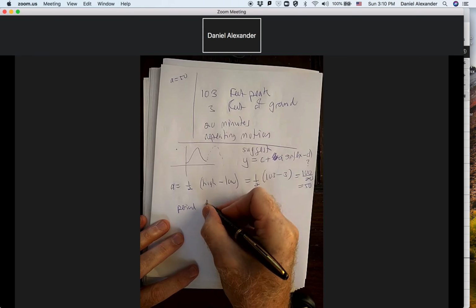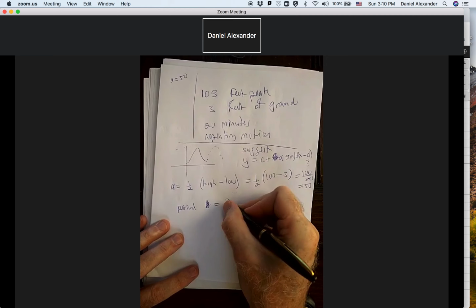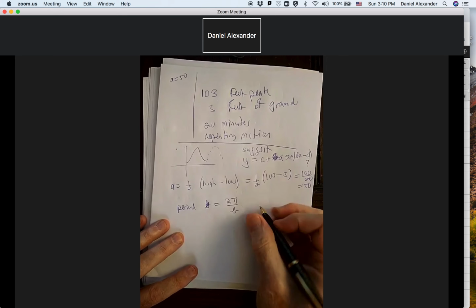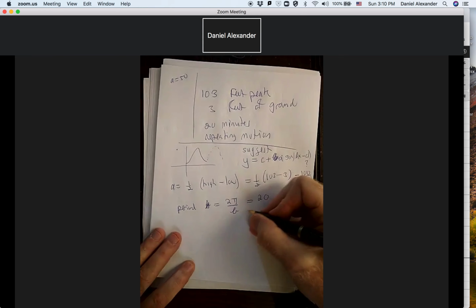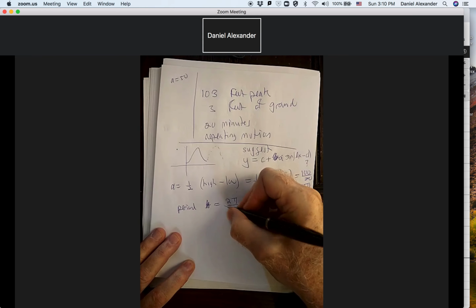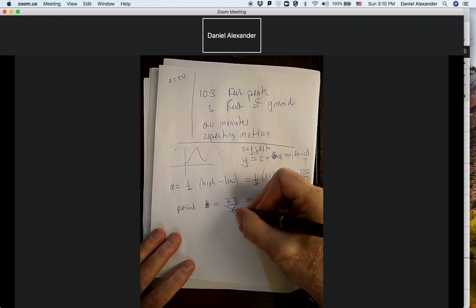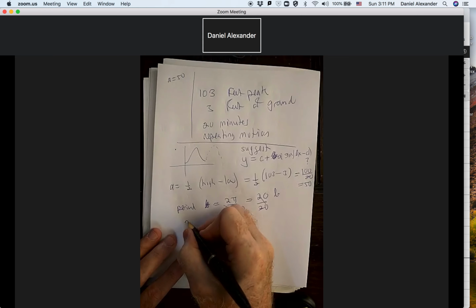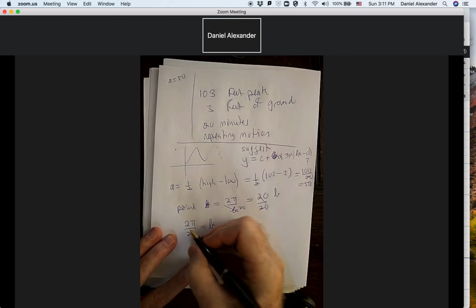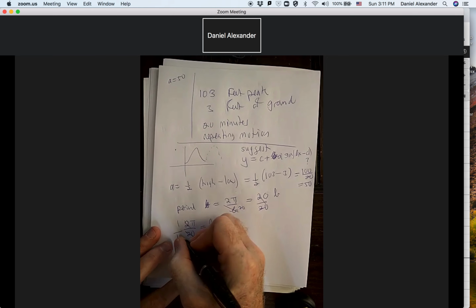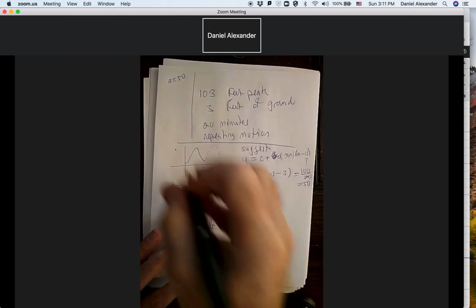We know that the period is going to be equal to 2 pi over B. And we want the period to be 20. So we have to solve for B. So we multiply both sides by B. That cancels that. We divide both sides by 20. That cancels that. We have a 20 over here. So we're going to have 2 pi over 20 is equal to B. So B is going to be equal to pi over 10. So I'm going to put that here.